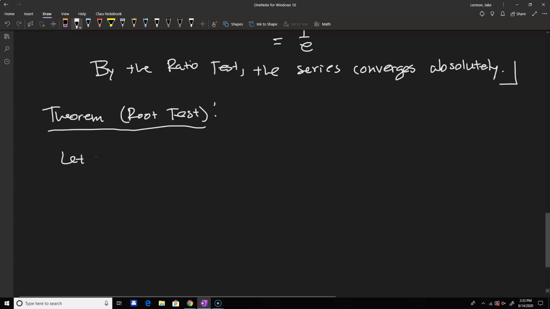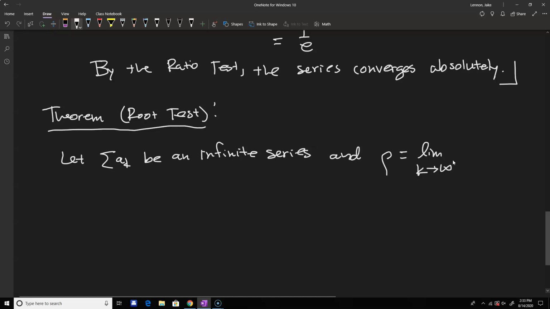So let the sum of a to the k be an infinite series. And we're going to use the Greek letter rho here. Let rho equal the limit as k goes to infinity of the kth root of the absolute value of a to the k. Now we're not using r here just because this isn't a ratio. Rho is like the Greek letter r, but it's for root here. Probably why we're using the different letter.